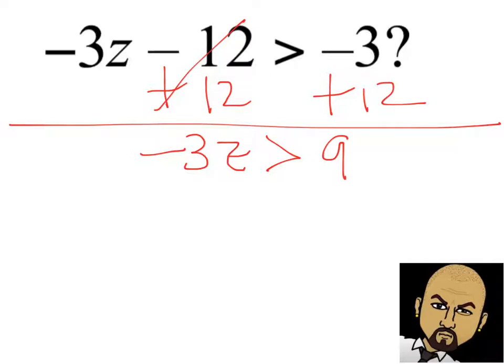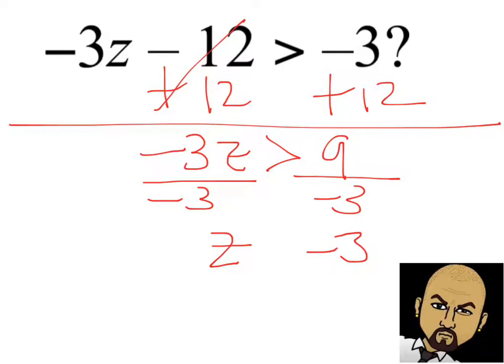Now we're going to undo multiplying or dividing a variable term. z is being multiplied by negative 3, so we've got to divide both sides by negative 3. Negative 3z divided by negative 3 is z. 9 divided by negative 3 is negative 3. And here we get to a point where it's going to be a big difference from equations. Because we are undoing multiplying or dividing by a negative, we have to reverse the inequality symbol. This is a common thing that kids forget to do. Again, when you undo multiplying or dividing by a negative value, you have to reverse the inequality symbol.